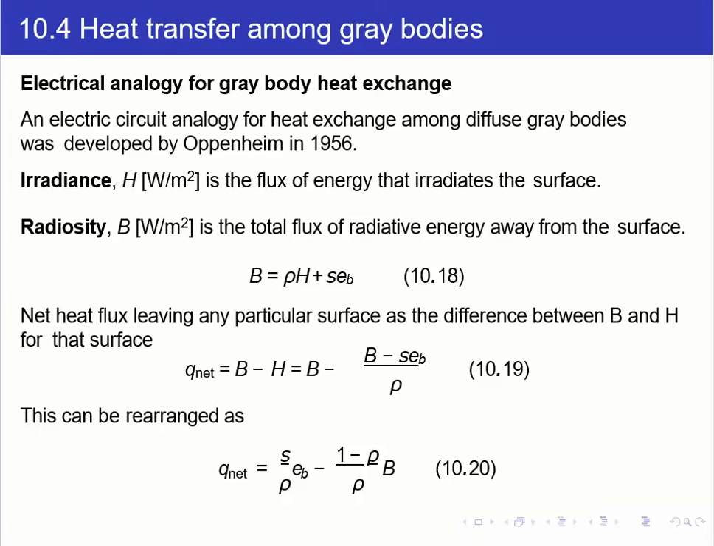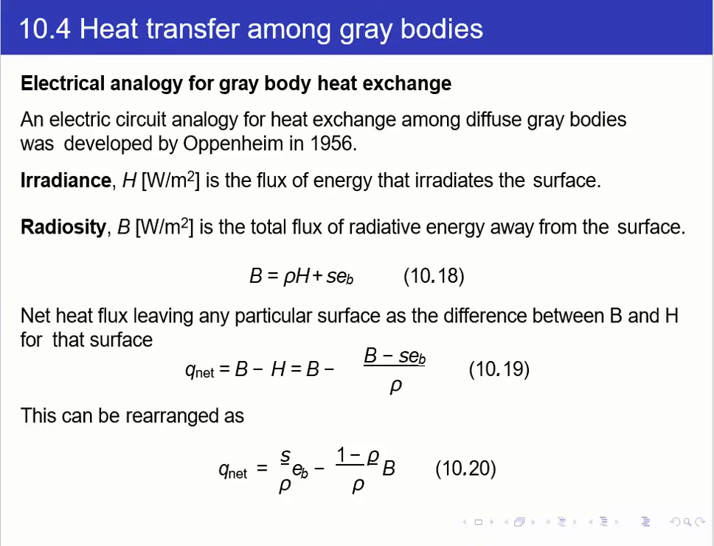Irradiance is the heat flux of energy that irradiates the surface, and it is denoted by H. Then we have the radiosity, that is denoted by B. It is the total flux of radiative energy away from the surface. And the formula that shows that is B is equal to rho H plus S E_b.